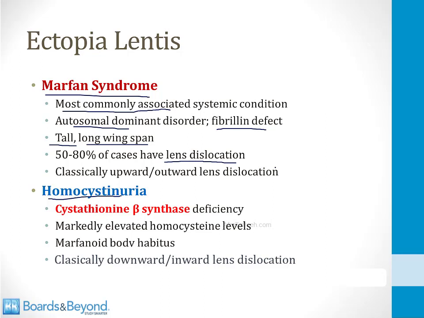and outward. In homocystinuria, children are born with a deficiency of the enzyme cystathionine beta synthase. I talk about this enzyme deficiency in detail in the biochemistry section. Children with homocystinuria have markedly elevated homocysteine levels. They also have a Marfanoid body habitus, meaning that they are usually tall with a long wingspan, just like patients with Marfan syndrome. And classically, the lens dislocation in homocystinuria is downward and inward.